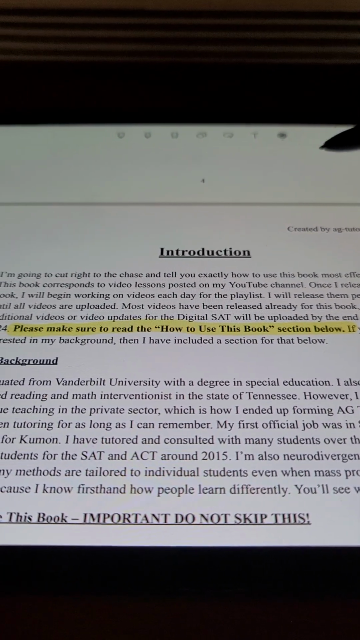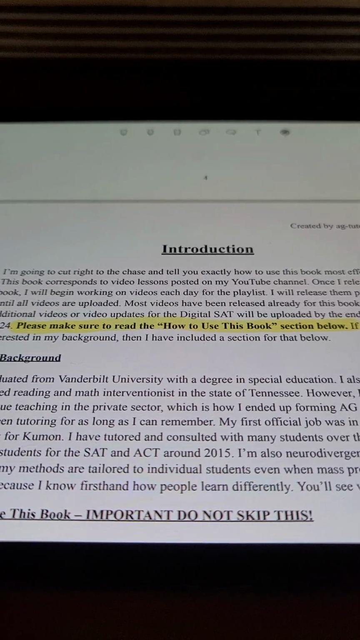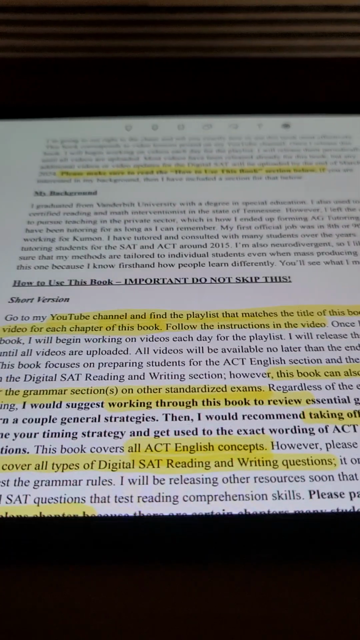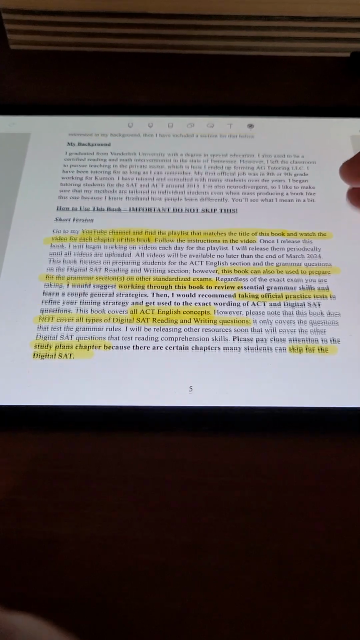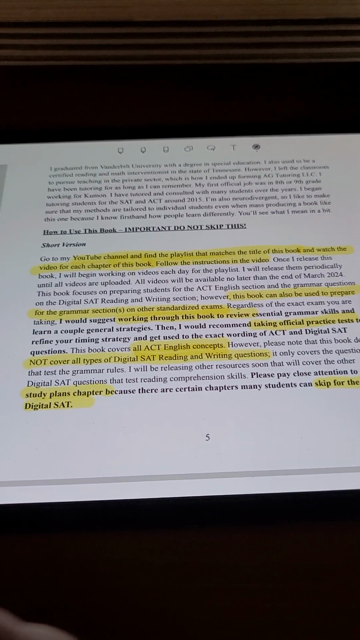But basically for this introduction, just make sure that you read the how to use the book section. That's the most important part. I give my background if you want, but it's this part that's really important. I gave you a short version and a long version for the people that need some stuff just told to them in a briefer version.